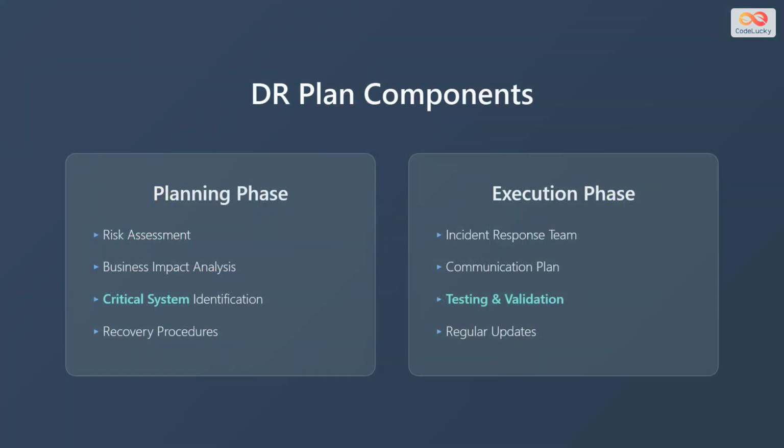A well-structured disaster recovery plan consists of 2 critical phases: the planning phase and the execution phase. During the planning phase, activities such as risk assessment, business impact analysis, identification of critical systems, and development of recovery procedures are carried out. The execution phase involves assembling an incident response team, establishing a communication plan, conducting testing and validation, and ensuring regular updates to the plan.